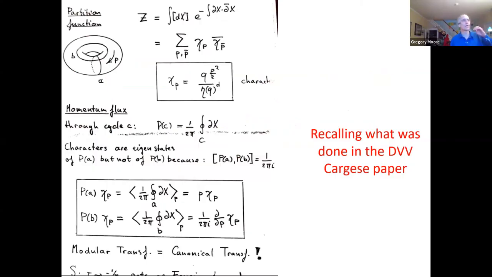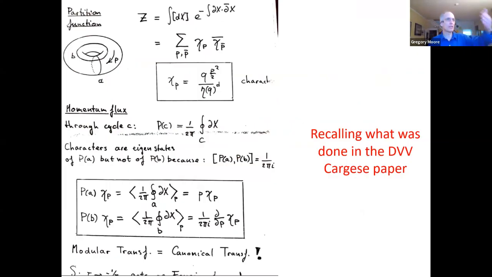So very importantly, they're studying the Gaussian model. They think in terms of momenta flowing in various channels, and they introduce operators associated with closed curves on the torus. So we have A cycles and B cycles, and they have operators P of A and P of B, which are supposed to measure the momenta going through that channel in a conformal block for the torus.